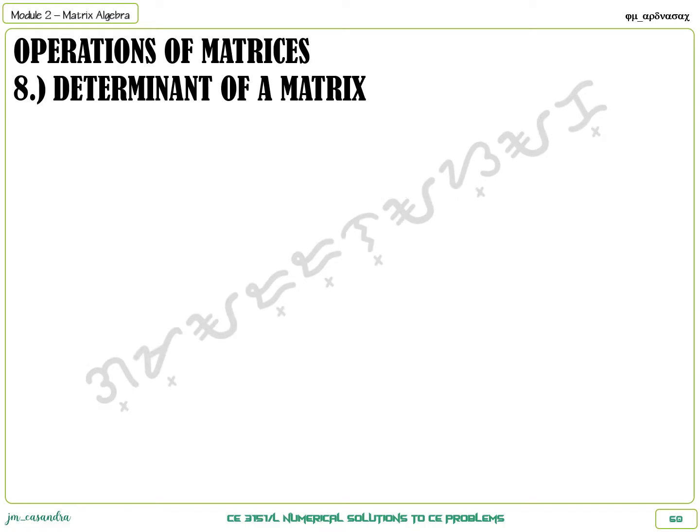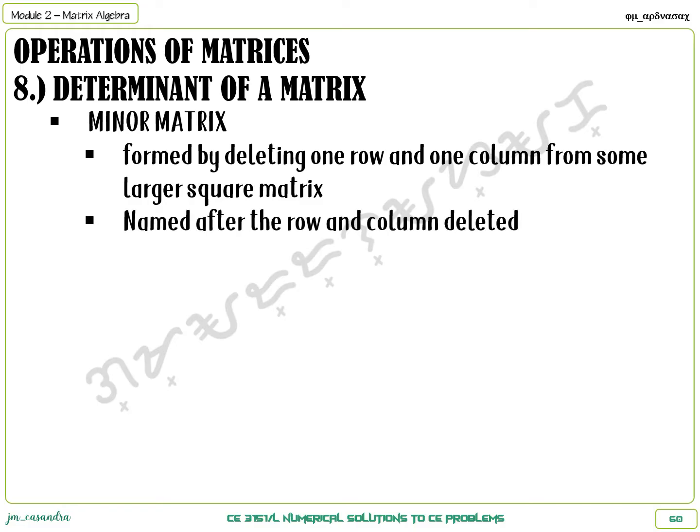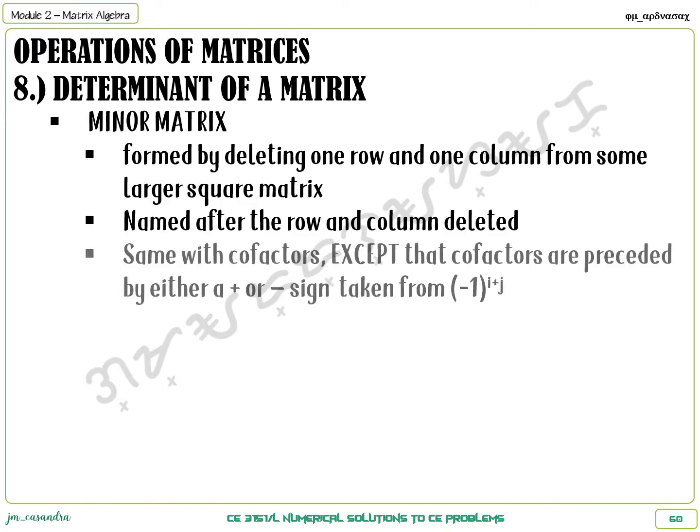So under determinants, we have what we call the minor matrix or the sub-matrix. This is formed by deleting one row and one column from some larger square matrix. The minor matrix will be named after the row and column deleted. The minor matrix is the same as the cofactor, except that cofactors are preceded by either a positive or a negative sign, which is taken from the formula -1 raised to the sum of the column and row number.